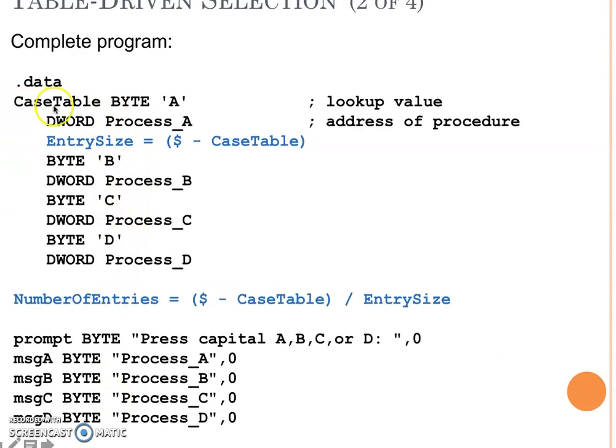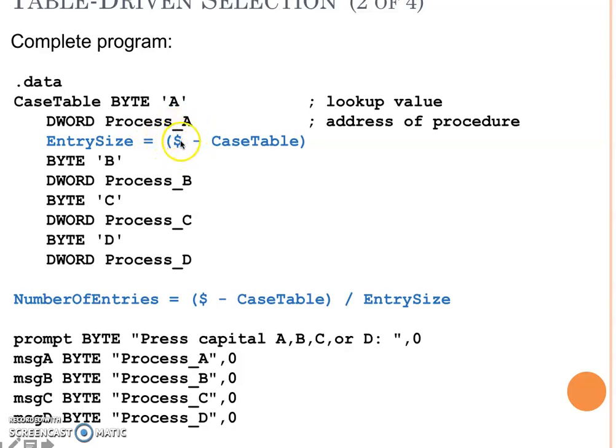Okay, I still have the case table at the beginning, declared with a data label. I start with a byte A, then the location for procedure A. Then remember, do you remember this $ sign?